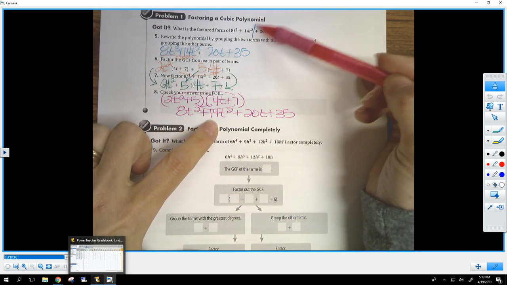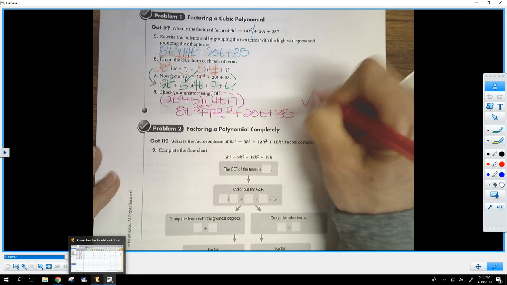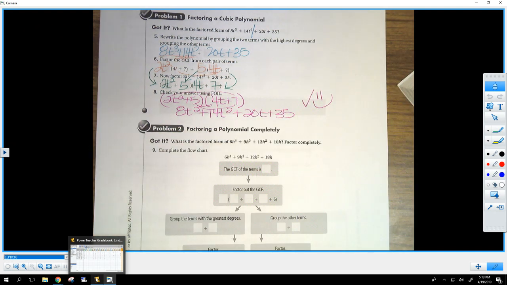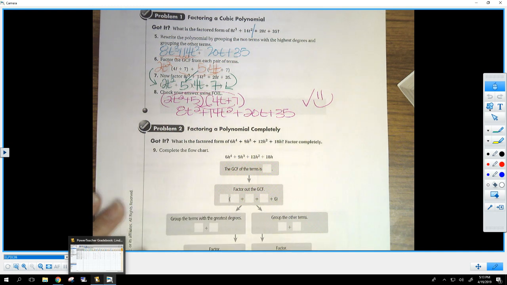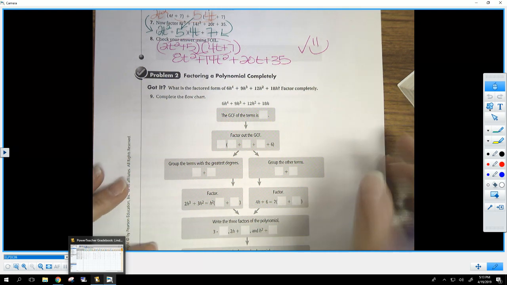8t squared plus 14t squared plus 20t plus 35. It matches, and we did a great job. Remember that I don't make you check your answers on your assignments, but that is always an option if you're wondering if you did it right or not.